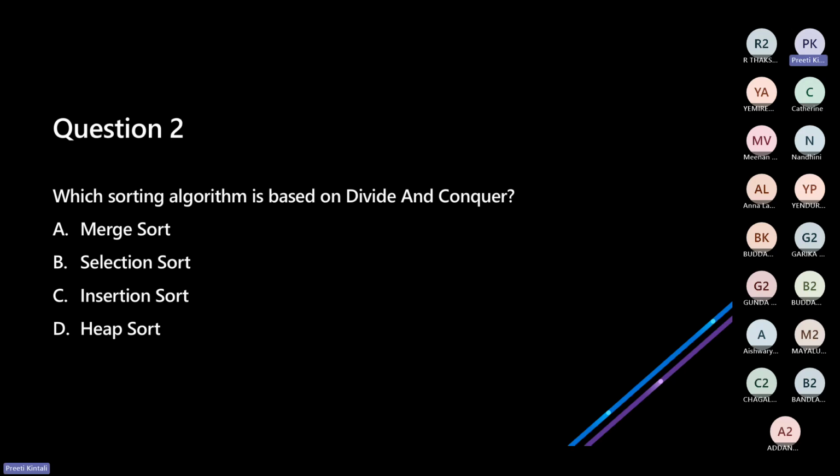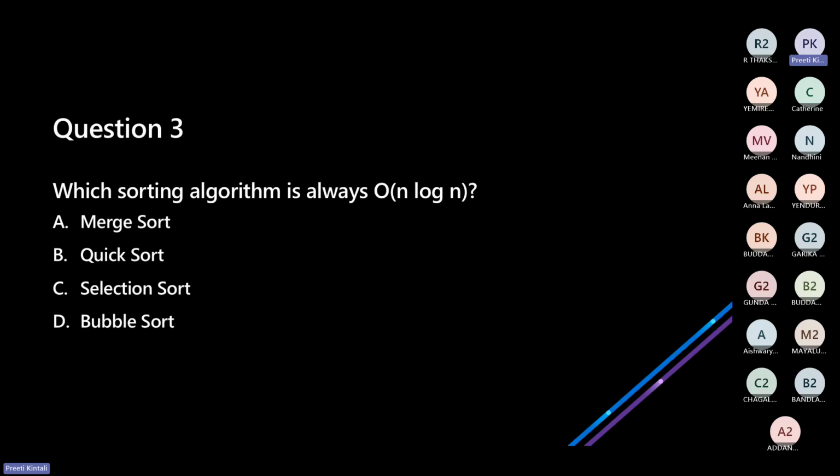The options: merge sort, selection sort, insertion sort, and bubble sort. Ignore my handwriting, it is pretty bad. Which of the following is the divide and conquer approach? It is merge sort. And then the next question is, which sorting algorithm is always big O of n log n? Merge sort, quick sort, selection sort, and bubble sort. Always n log n, it is merge sort.